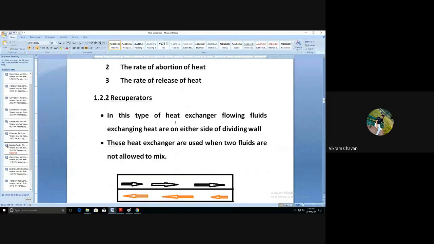In this type of heat exchanger, the flowing fluids exchanging heat are on either side of a dividing wall. So stop. Next line.